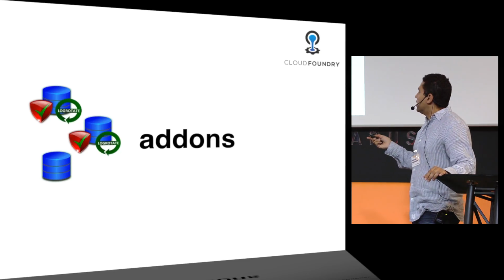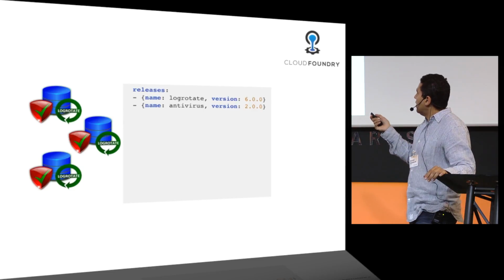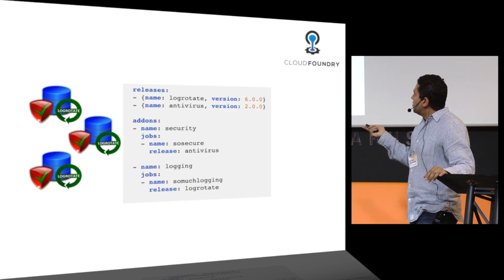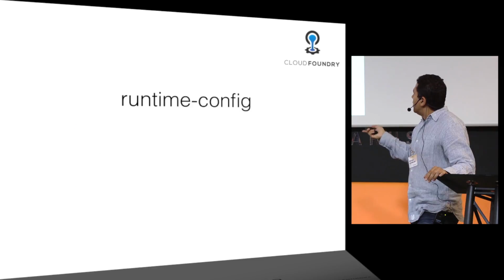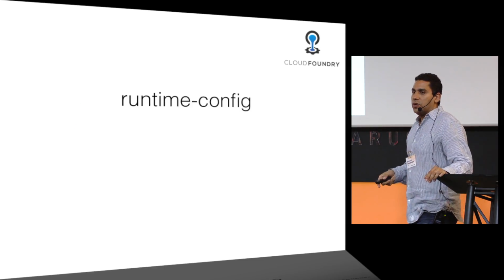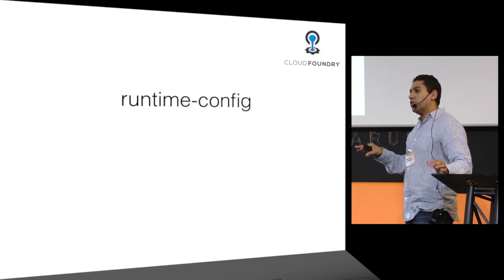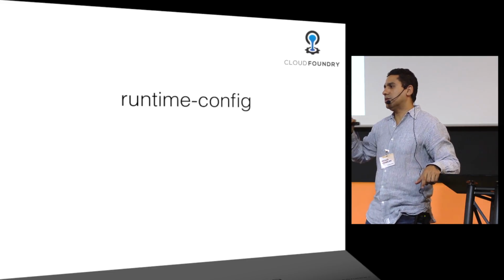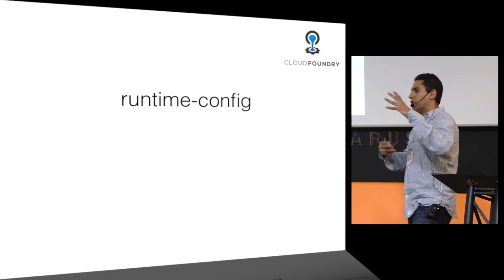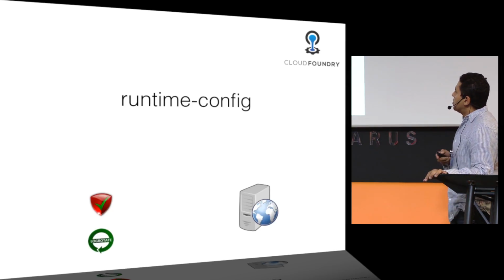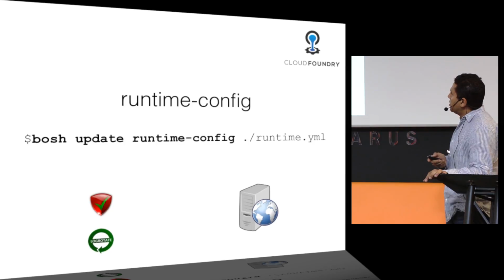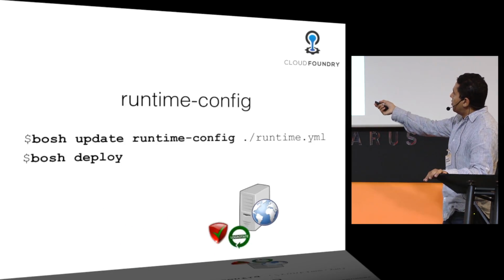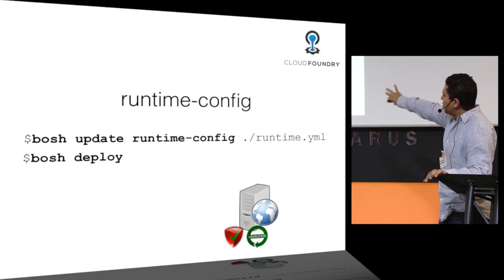And that's what you can do with an add-on. You can say, I want to add a release that's an add-on, and then specify the name of it, and then you push it to your deployment. In other words, it's a way to simplify pushing specific releases that you want to change often versus the rest of the manifest. This is done through what we call runtime config. So you say bosh update-runtime-config, and when you bosh deploy, it will push it.